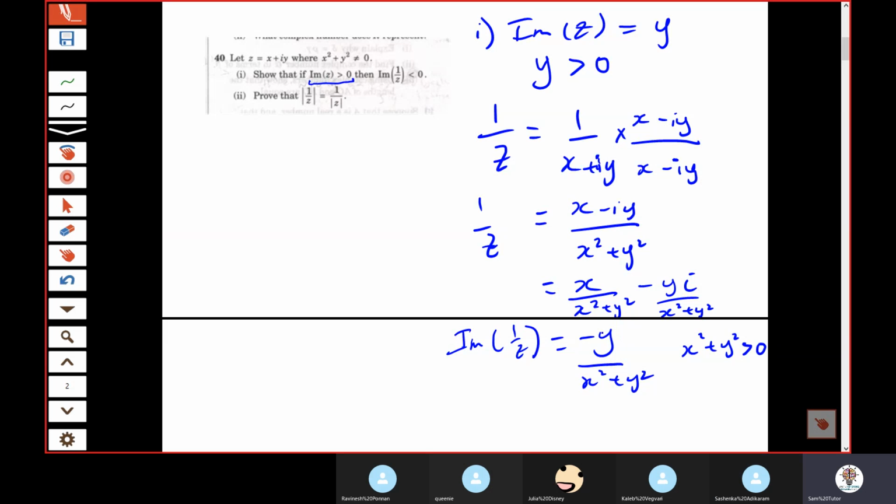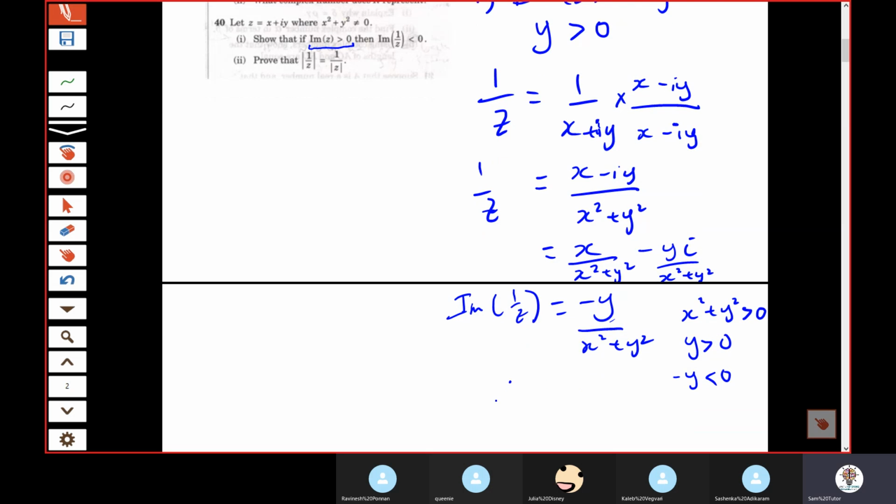And what do we know about y? y is also always positive, y itself, greater than 0. Yeah, so y is always positive. But then when you put a positive number with a negative, it's always going to become negative. So y is greater than 0, so negative y is less than 0. Therefore, the imaginary part of 1 on Z is less than 0.